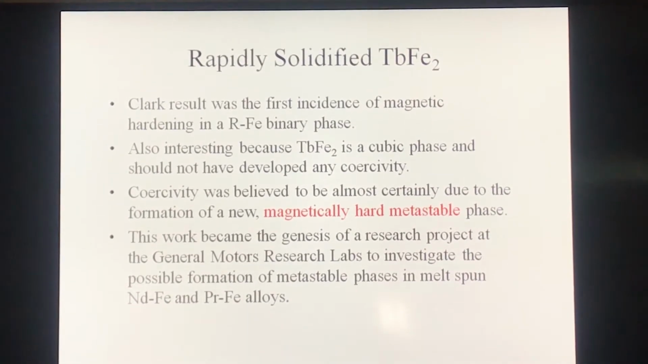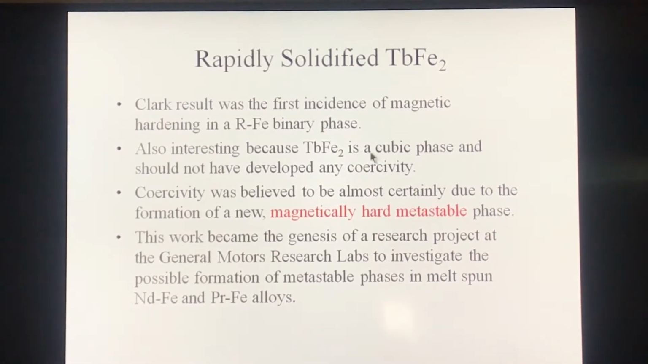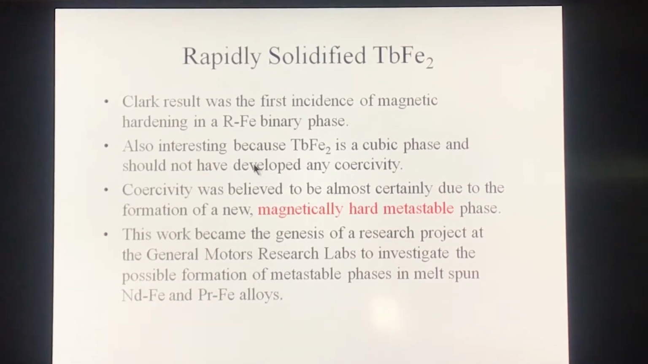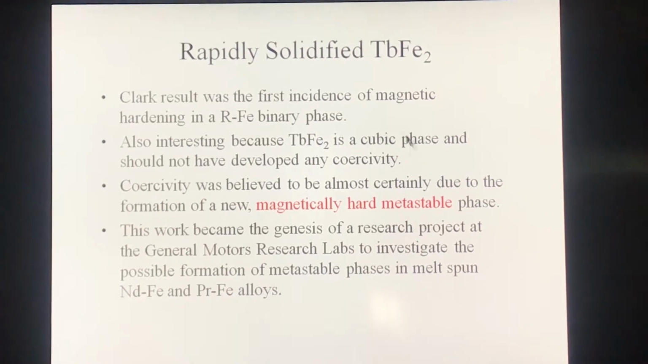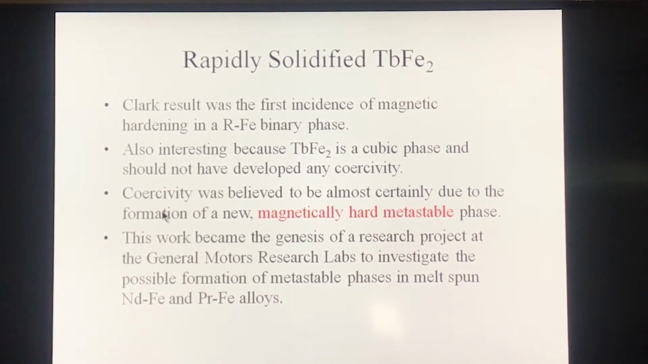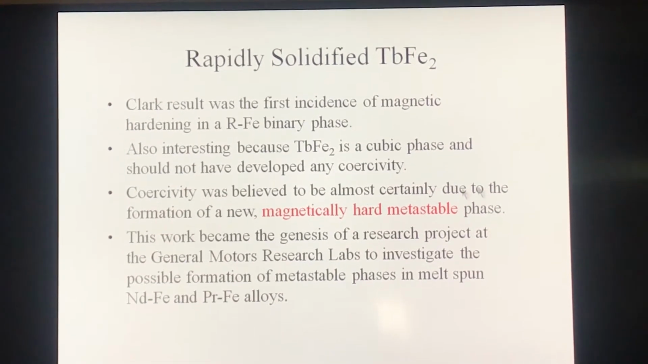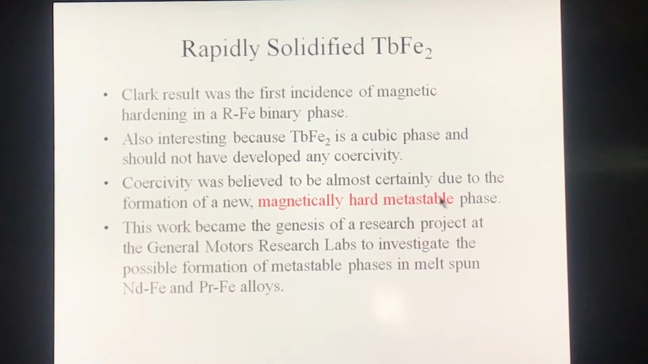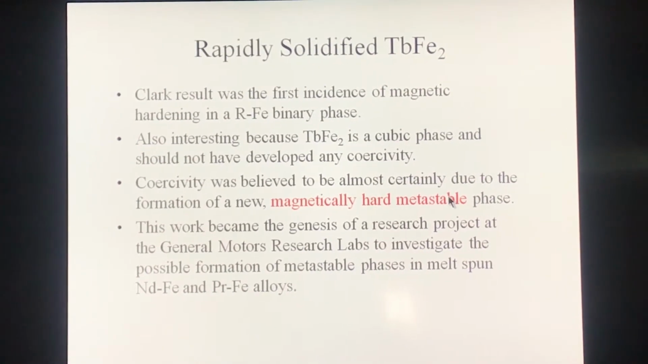It was also interesting because terbium iron 2 is a cubic phase and should not have developed any coercivity. As I mentioned, cubic materials shouldn't be able to develop into a permanent magnet. Therefore, the coercivity was believed to be almost certainly due to the formation of a new magnetically hard metastable phase. In other words, a non-equilibrium phase.